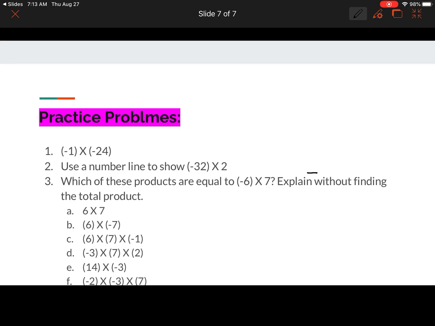All right, so our practice problems. We want to find negative 1 times negative 24. We want to use a number line to show negative 3 times 2. And then we want to find out which of these products are equal to negative 6 times 7, and explain without finding the total product. What we're going to do on that problem is remember our operations using our negative and positive signs, and we're also going to remember our factors. That's something like 6 is equal to 3 times 2, and that might help you solve a few of those problems down there. Alrighty guys, good luck on those, and I hope to see you all in class tomorrow.